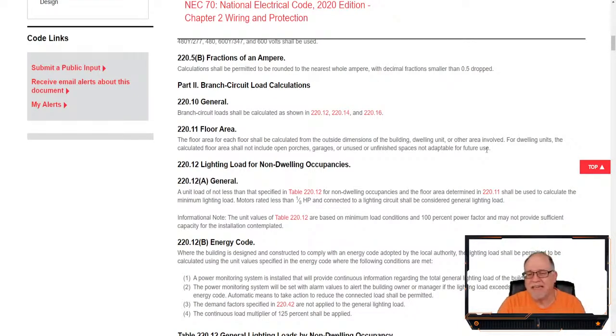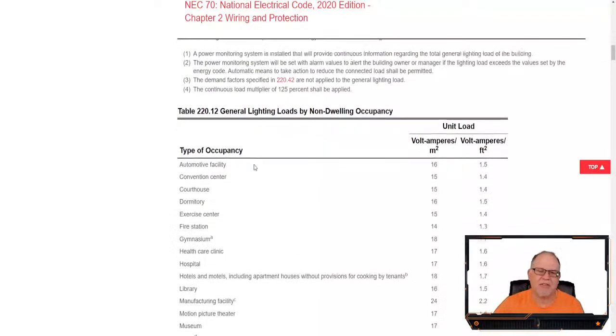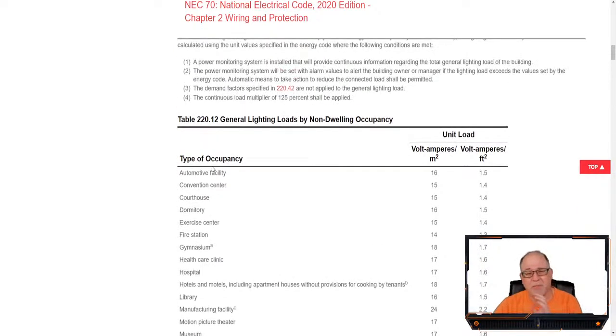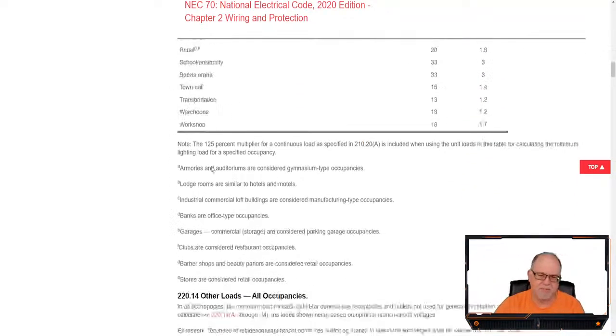An example of a space that would not be adaptable for future use might be an attic that you access through a scuttle hole. It's not designed to support weight anyway, so it's not really adaptable for any future use, so I don't have to take that square footage into consideration. So that's 2 extreme ends of the spectrum there. A basement that is unfinished is most certainly adaptable. An attic that's only accessible through a scuttle, for example, not designed to support loads, is not adaptable for future use. Okay, so that gives you some examples. So we've already done our measurement. And you'll notice that in table 220.12, dwelling is no longer there anymore. This is purely for use in non-dwelling applications.